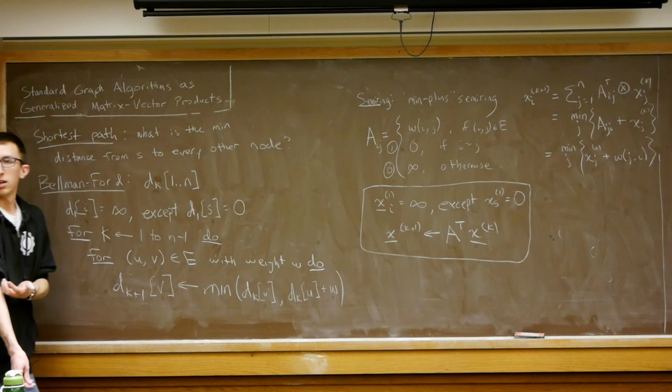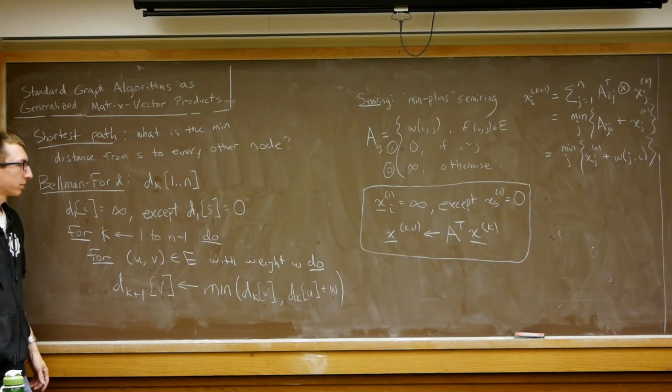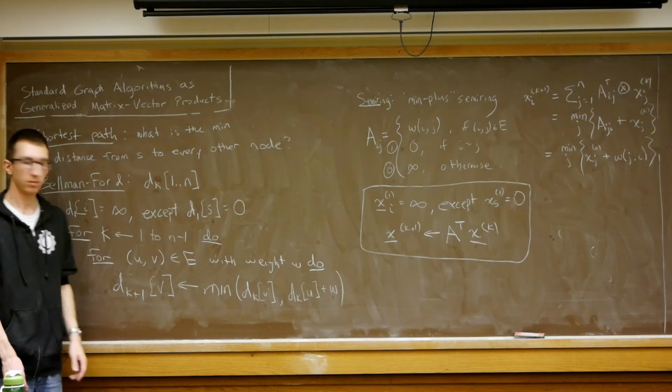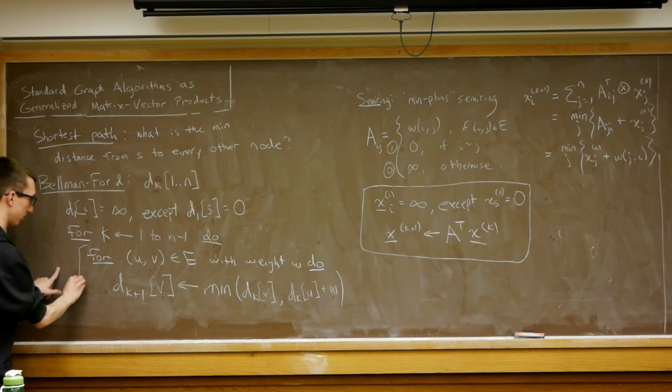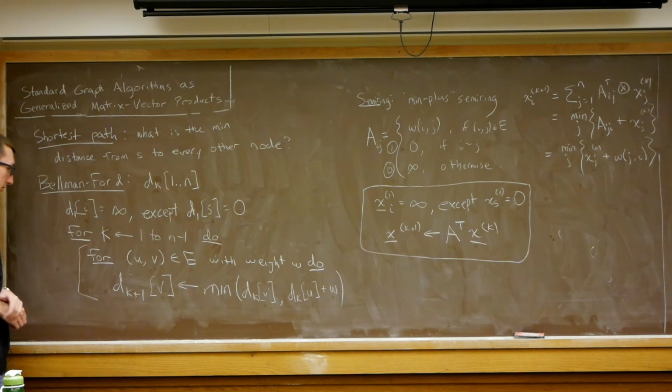So one matvec is equivalent to one outer for loop. Yeah, okay. So for a particular value of k, run the inner for loop to its completion. That equals one matvec. Yes. Cool. So this right here is one matrix vector product.